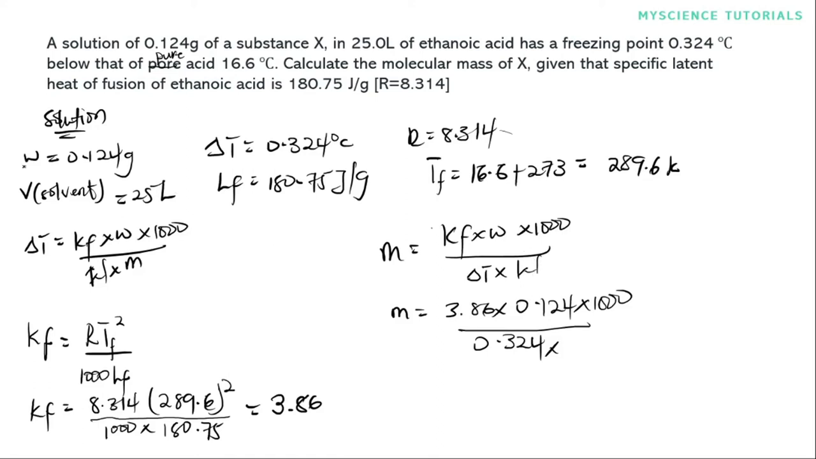So because we're not given capital W, and we were only given the volume to be 25, and we're not given density for us to be able to calculate the value of our capital W, we use the 25 there as the weight or the mass of our solvent. So we multiply this by 25. Now it means our molar mass will be equal to 59.09 gram per mole.